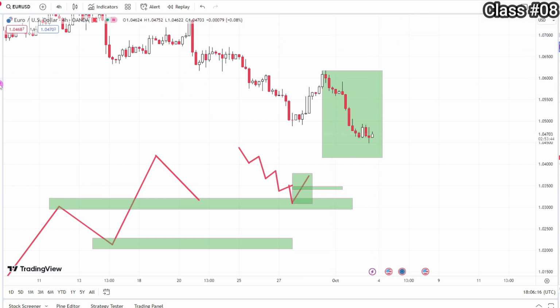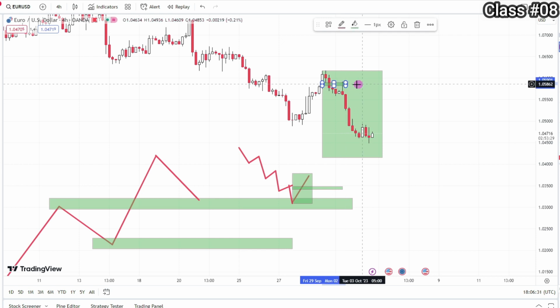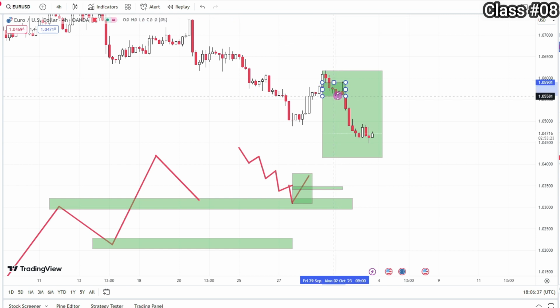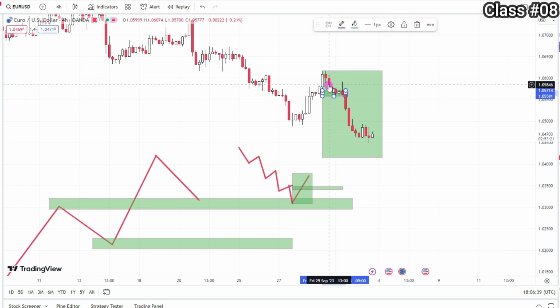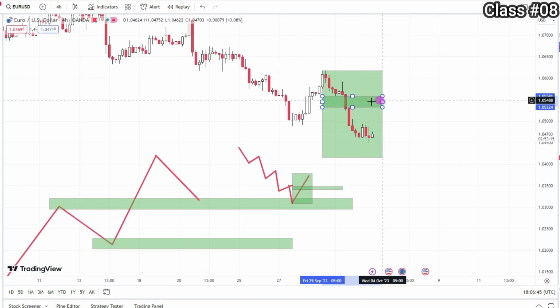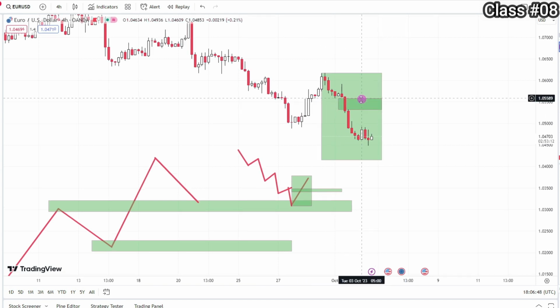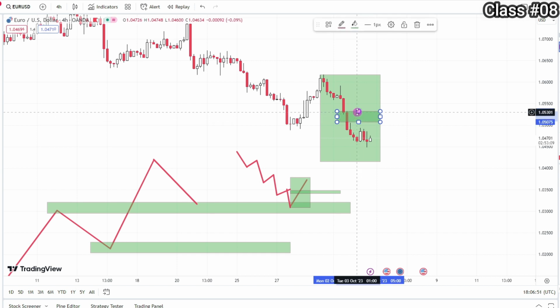So an imbalance zone means only one body of a candle, or you can say a gap between the first and third candle. This is first, second and third, so this is a gap, but here this wick is filling the gap, so this is not an imbalance zone. Here this is first, second and third, and there is no gap between these candles. Only this is the first gap and this is the second gap. This is the first, second and third candle, and this is an imbalance zone.